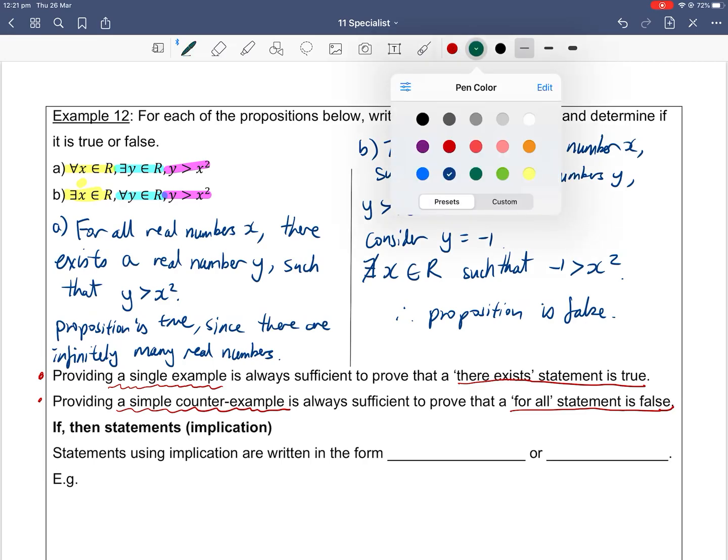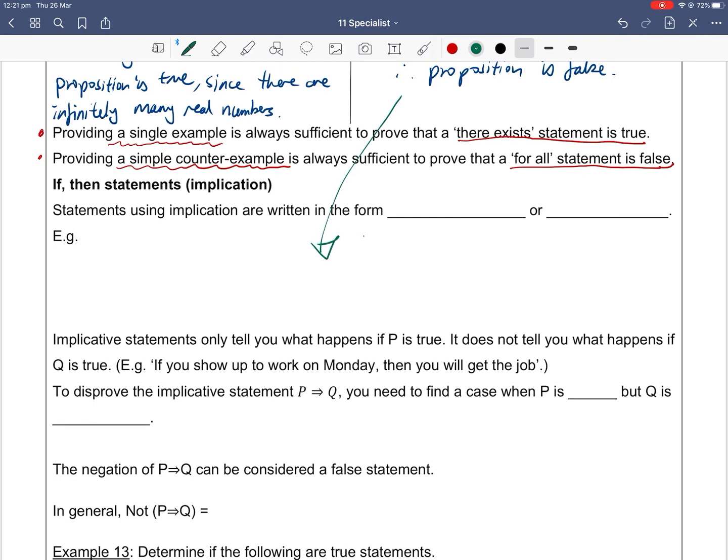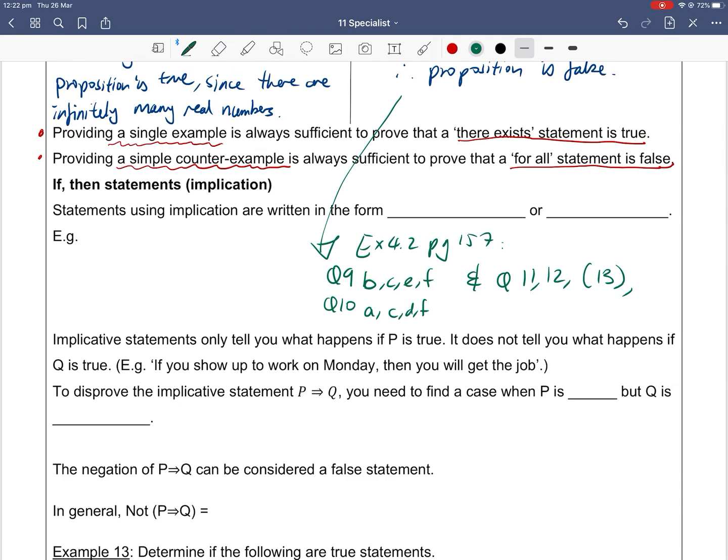The relevant to-do list is in green down here. Exercise 4.2, page 157, question 9, B, C, E, F, question 10, A, C, D, F, and questions 11, 12, 13 optional if you have nothing better to do, and 14. That's it.